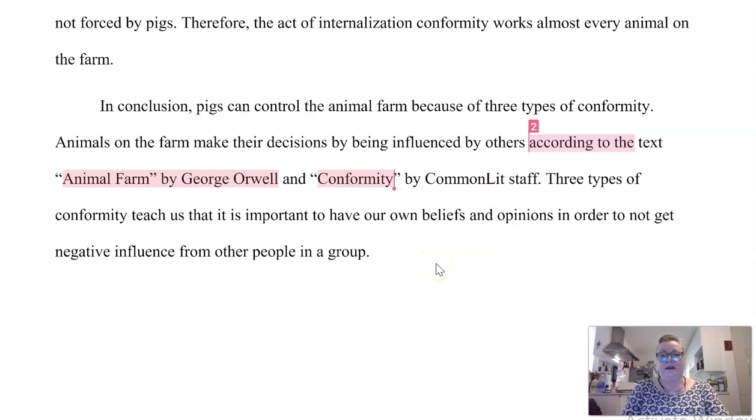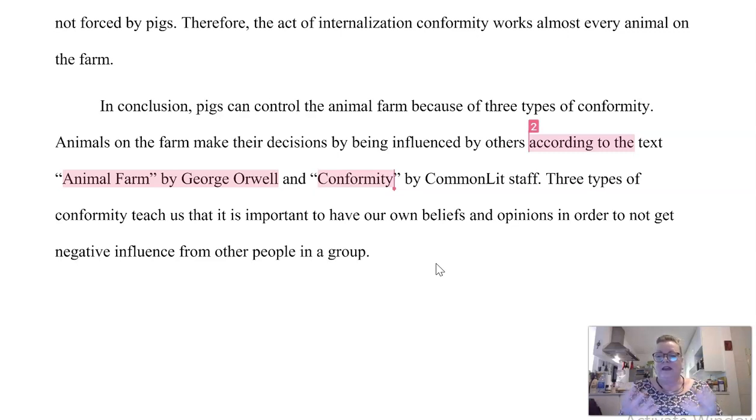Okay, and then a short but effective conclusion. Particularly in a test situation, you might only have time to write a couple of sentences for your conclusion, and that's okay. And Arena does a nice job of summing up the ideas. In conclusion, the pigs can control Animal Farm because of these 3 types of conformity. Animals on the farm make their decisions by being influenced by others.